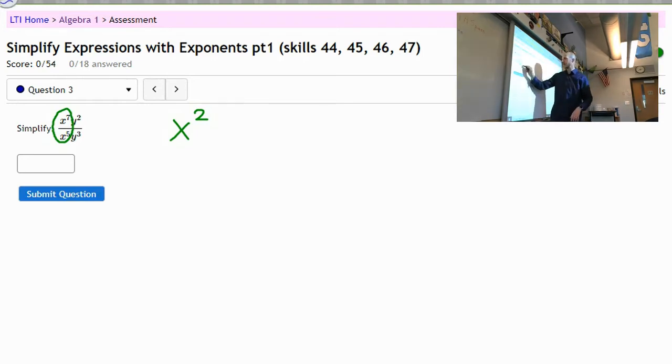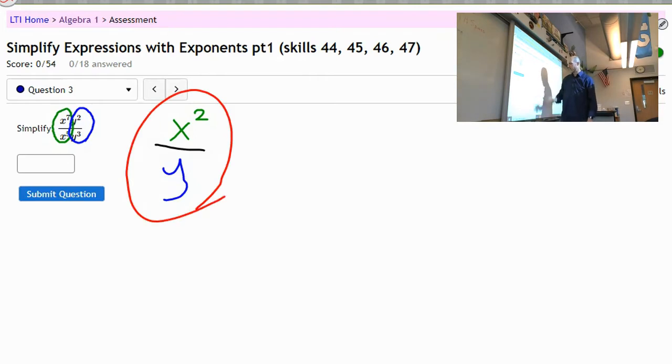And then same process with the y's. y to the power 2 on the top, y to the power 3 on the bottom. There are more y's in the denominator to begin with, so we can still subtract. 3 minus 2 is going to give us 1 y left over. But since there were more y's on the denominator to begin with, after those y's cancel, we're going to be left with that 1 y in the denominator.